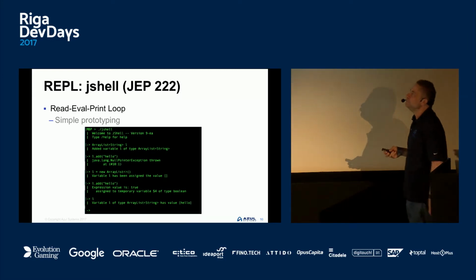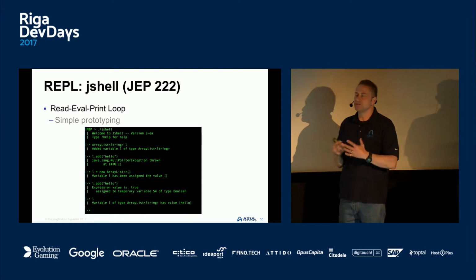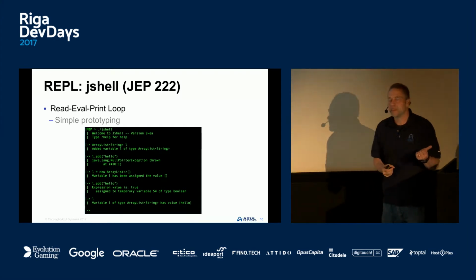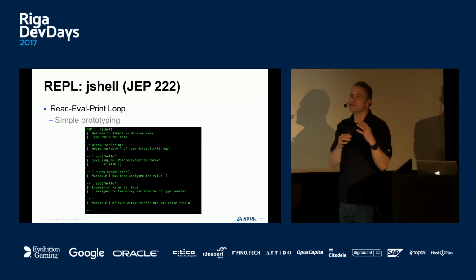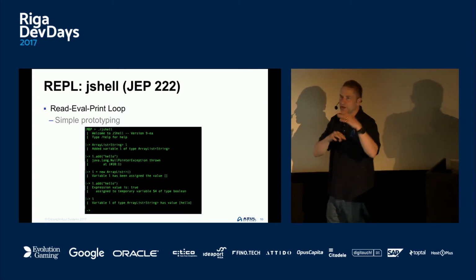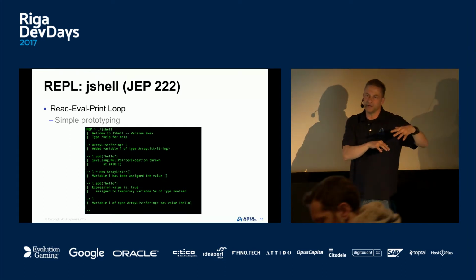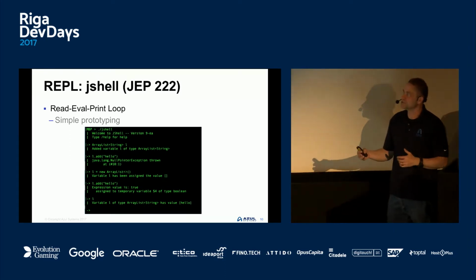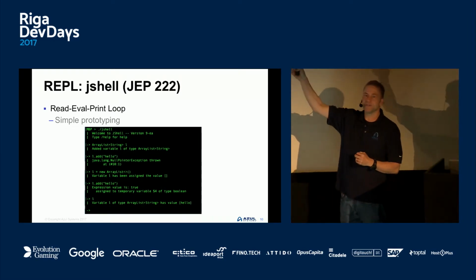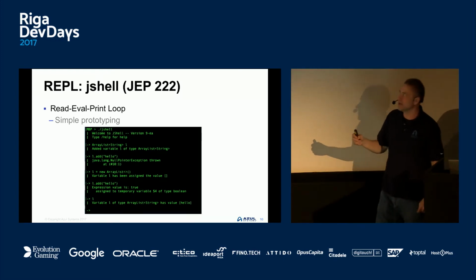REPL, or JShell. The idea behind this is there's two things really. One is to help you when it comes to prototyping code. If you're trying to figure out how a particular bit of code works, and you don't want to have to build a whole class and then write some test framework around it and various unit tests, you can fire up JShell, and then you can just write the little bits of code, the snippets of code that you need, and see what values you actually get.